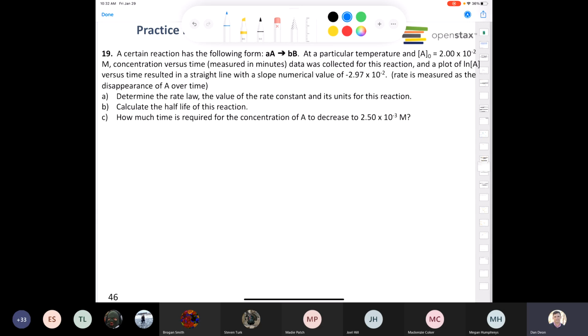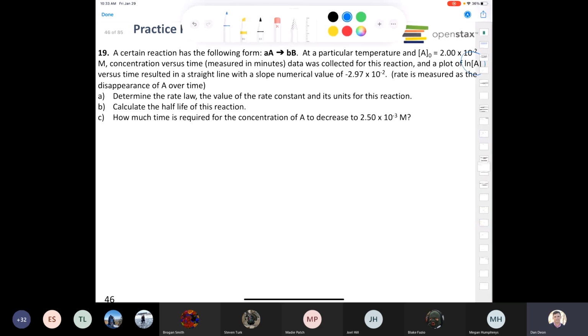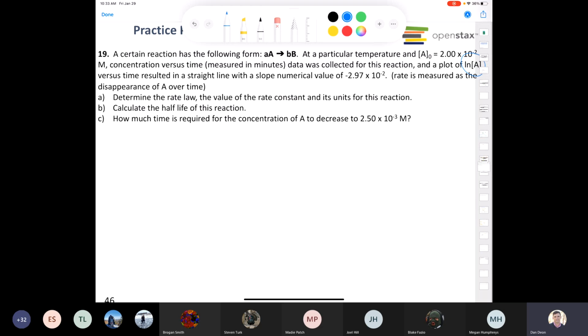It'll probably take me the rest of the class period to solve this one. It says a certain reaction is of the following form: A produces B at a particular temperature. The initial concentration of A is 2.00 times 10 to the minus 2 molar. The concentration versus time, measured in minutes, was collected for this reaction. A plot of the ln of A versus time resulted in a straight line with a slope of numerical value negative 2.97 times 10 to the minus 2, measured as the disappearance of A over time.